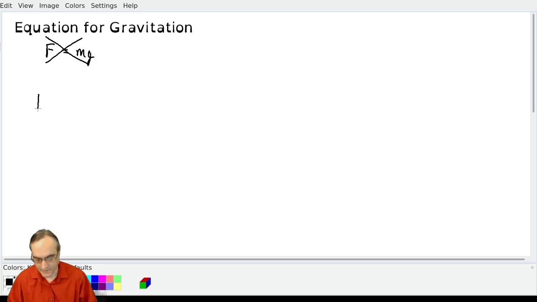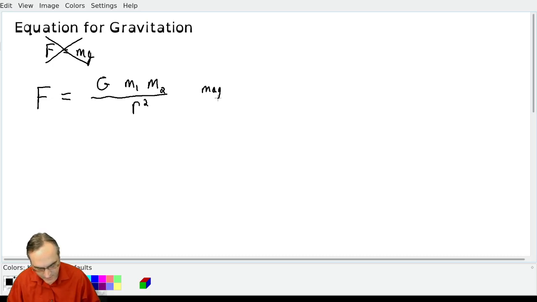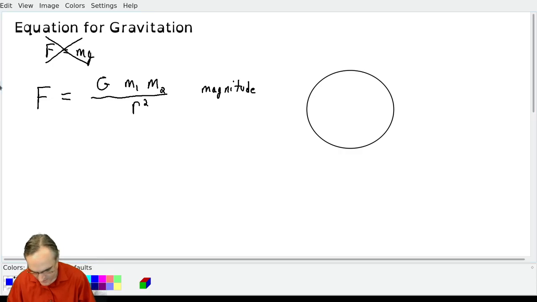The new form for gravitation is going to be F is equal to some constant, big G, mass of the first object, mass of the second object, divided by their distance squared. Now this is just giving the magnitude. So let's think about how this works. We have a couple objects. Let's make a big one, object 1, and then let's make a smaller one that we'll call our object 2.